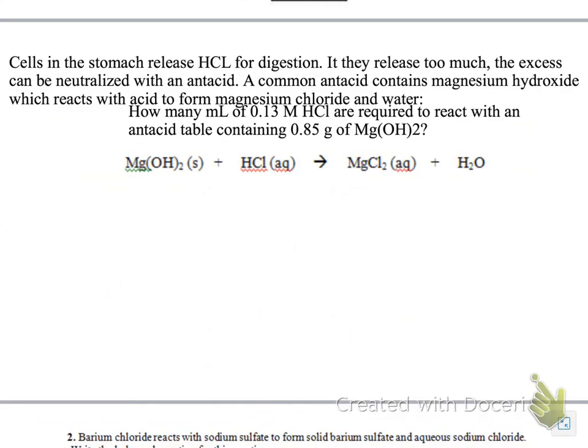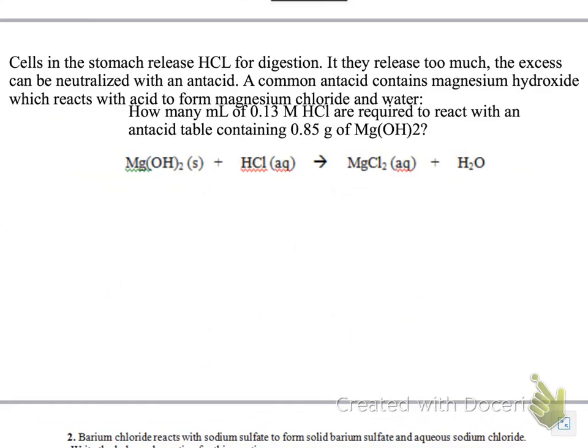Alright, so cells in the stomach release hydrochloric acid during digestion. If they release too much, the acid can be excess, and it can be neutralized with antacid. A common antacid contains magnesium hydroxide, which reacts with acid to form magnesium chloride in water, and the balanced equation is given to you. And we want to know how many milliliters of 0.13 molar HCl are required to react with an antacid tablet containing 0.85 grams magnesium hydroxide.